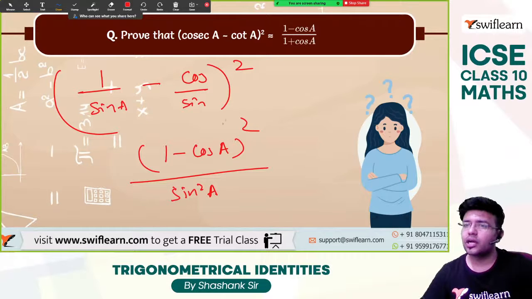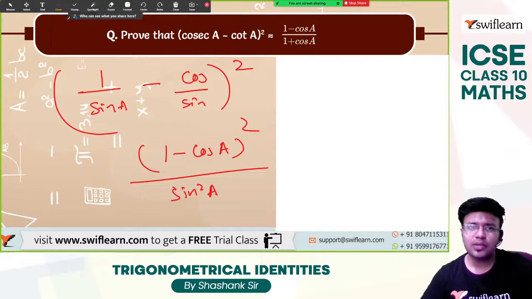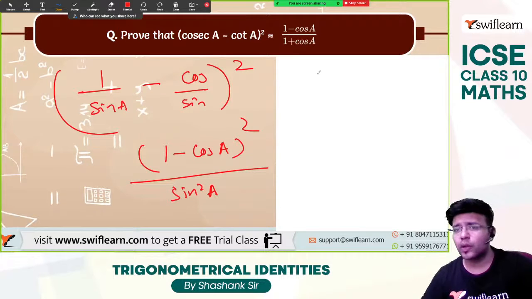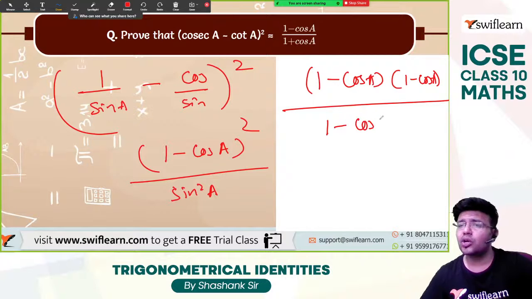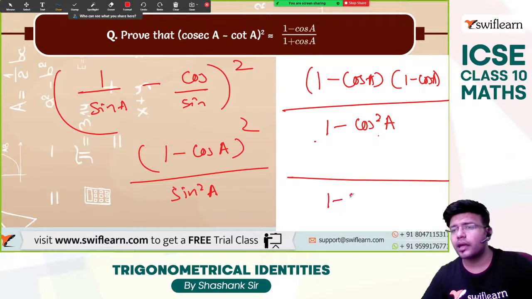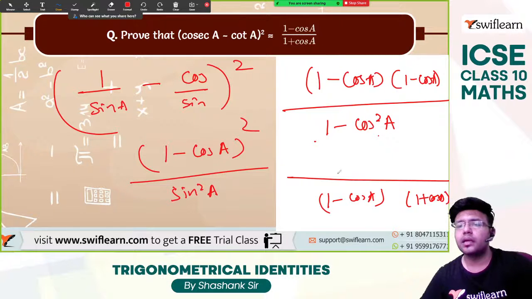Got this? Now the next step is I can write sine square as 1 minus cos square. So look, 1 minus cos A whole square I am writing as 1 minus cos A into 1 minus cos A. A square can be written as A into A. Sine square is nothing but 1 minus cos square A. This A square minus B square is nothing but A minus B into A plus B.